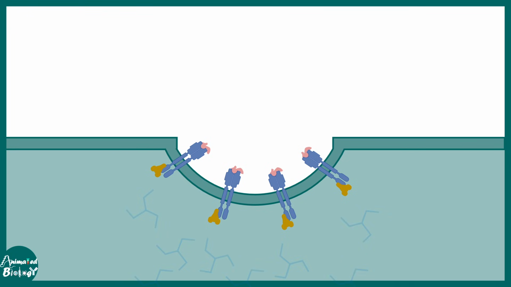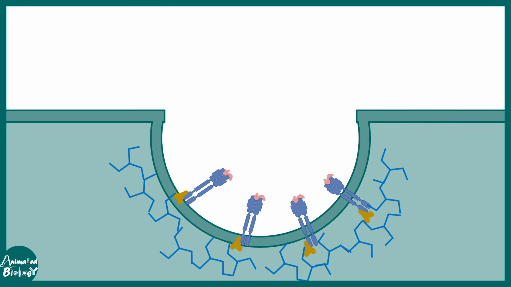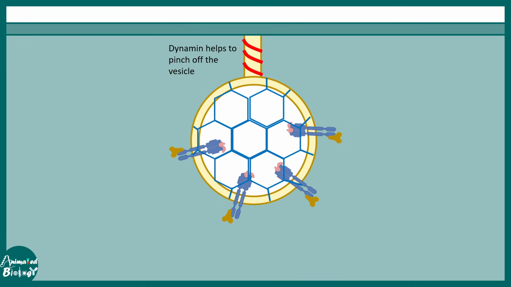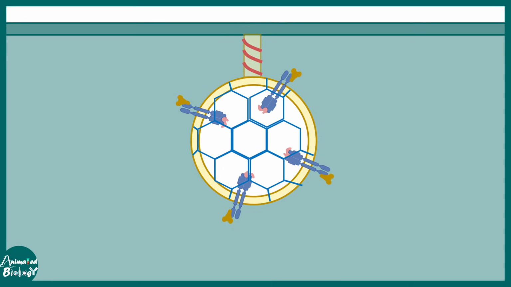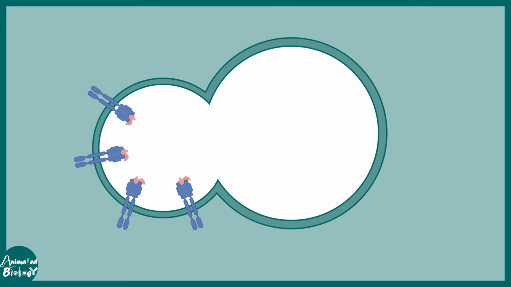Alongside that, coat proteins, which are triskelion in the case of clathrin-coated endocytosis because they have a three-legged structure. These triskelia get associated with the adapter proteins. Now their assembly forms this vesicle, and eventually dynamin helps to pinch off this vesicle from the membrane, and it is released. So this is how clathrin-mediated endocytosis works.